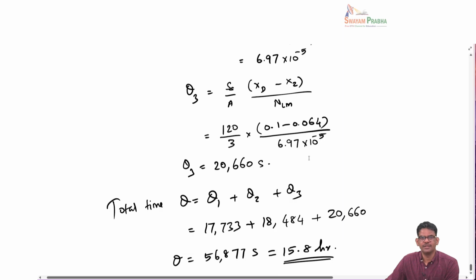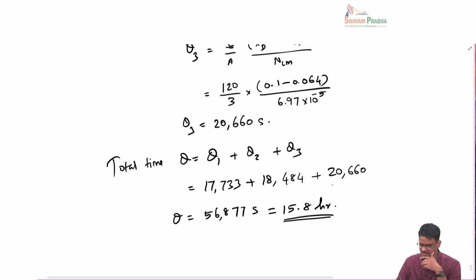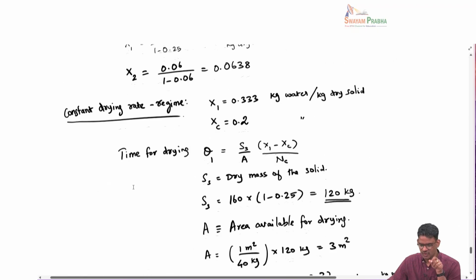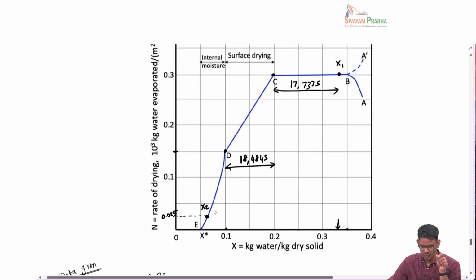Something interesting to note here is, if you look at these times, the highest time required is actually the last period, where the moisture content has to go from 0.1 to 0.064. So this change in moisture content is very little, but yet it takes so long a time. That's because the driving force has now diminished.